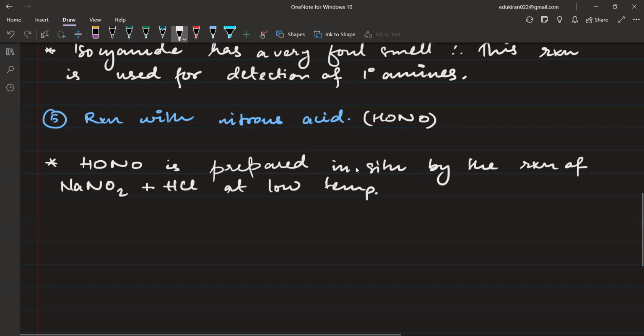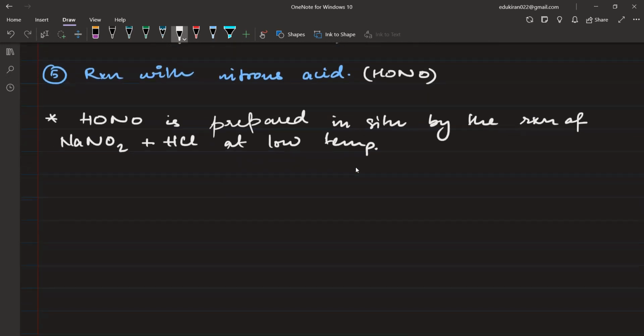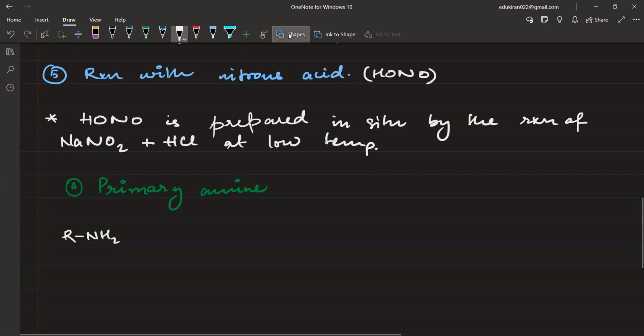Now, different types of amines, for example, primary amine, secondary amine, tertiary amine, and aromatic amines, all of these show different types of reaction. They give different products when we react them with HONO. So if I look at primary amine, you have RNH2, and in RNH2 we add NaNO2 plus HCl.